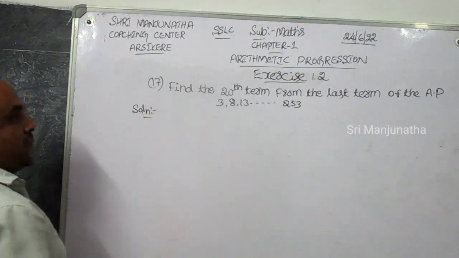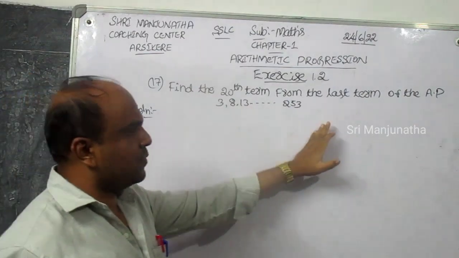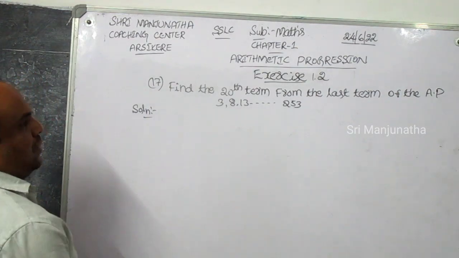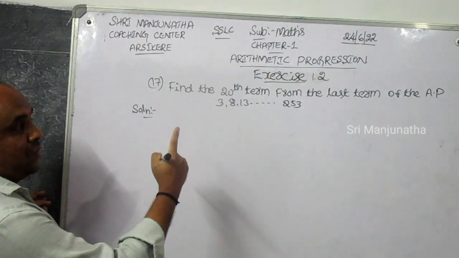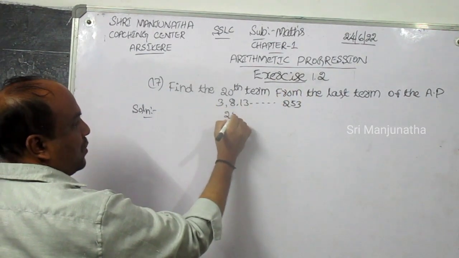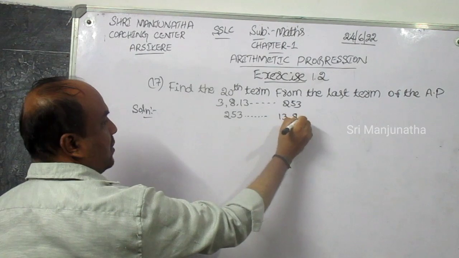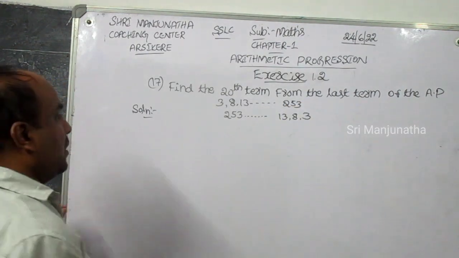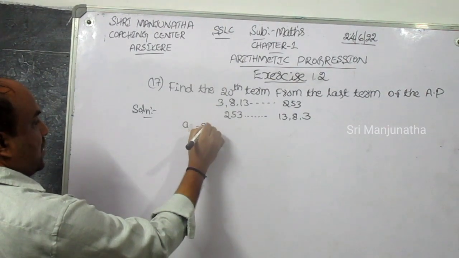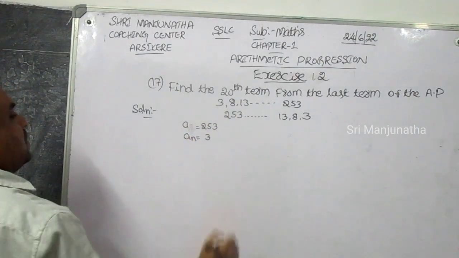Solution for this problem: find the 20th term from the last term of the AP 3, 8, 13, ..., 253. You have to understand the problem. First, find the 20th term from the last term means you have to write in this manner: 253, ..., 13, 8, 3. Okay, A is equal to how much? A is equal to the first term, 253, and here AN is equal to the last term, 3.